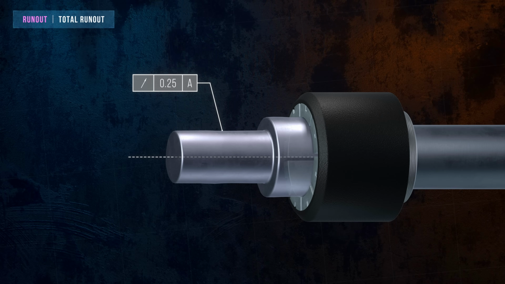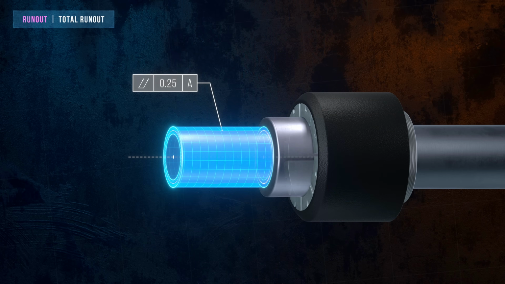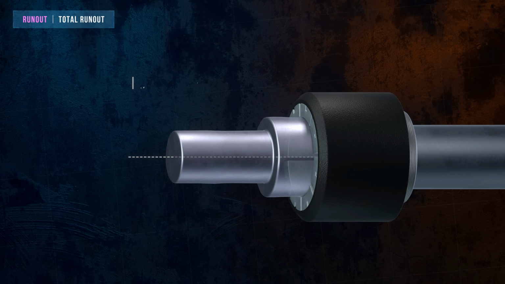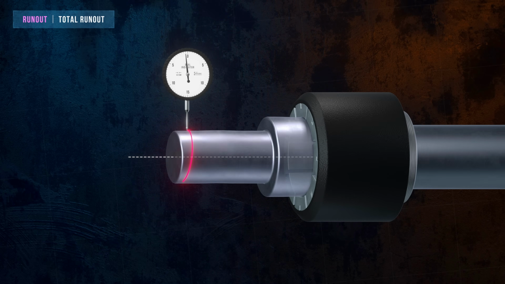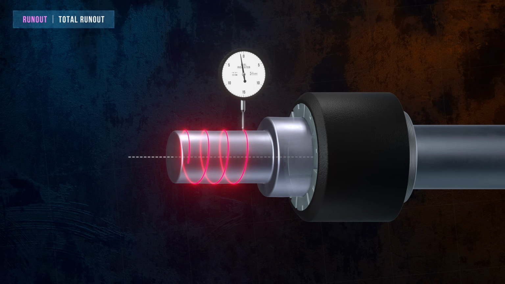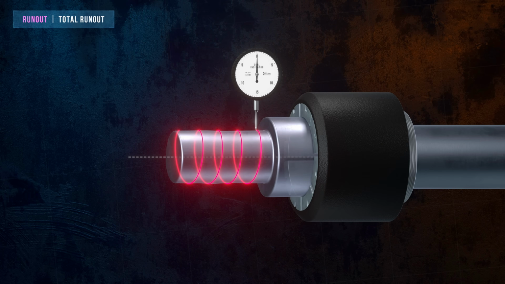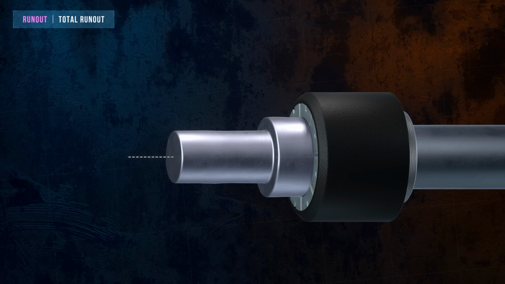Total runout, which has two arrows in the symbol, is used to control runout along the axial direction as well, so the tolerance zone is defined by two concentric cylinders. During inspection, the dial gauge is moved along the part to see if there are any deviations outside of the tolerance zone. Runout tolerances are often applied to rotating parts like shafts, because any significant eccentricity relative to the axis of rotation can cause unwanted vibration.